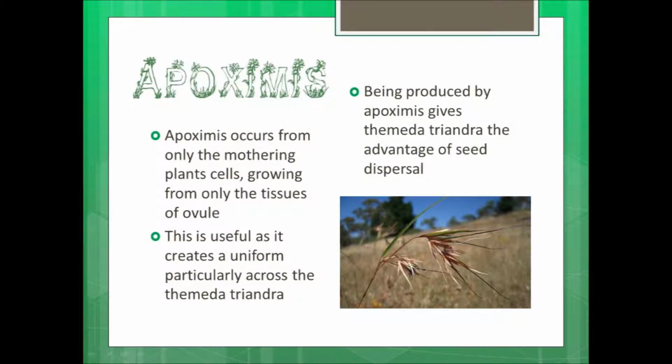In apomixis, the seed materializes only from the maternal tissues of the ovule, without the process of fertilization. The Themeda triandra is an example of this form of asexual reproduction and is beneficial as each plant is genetically identical to its mother, creating regulated attributes, thus a sustainable environment.